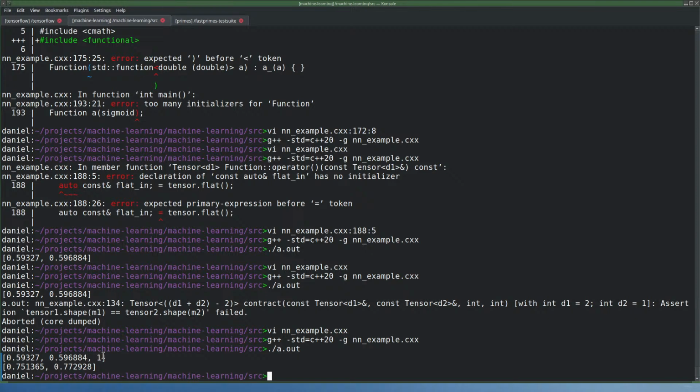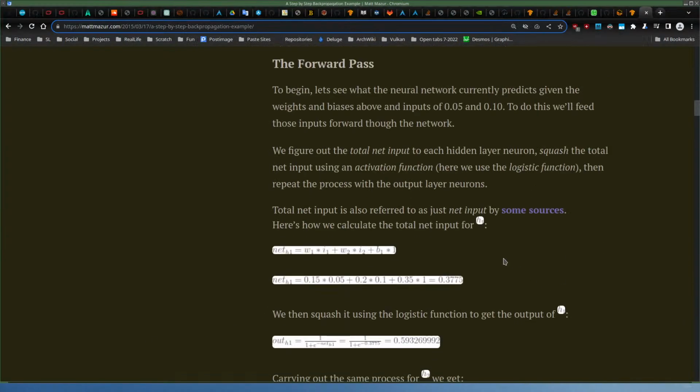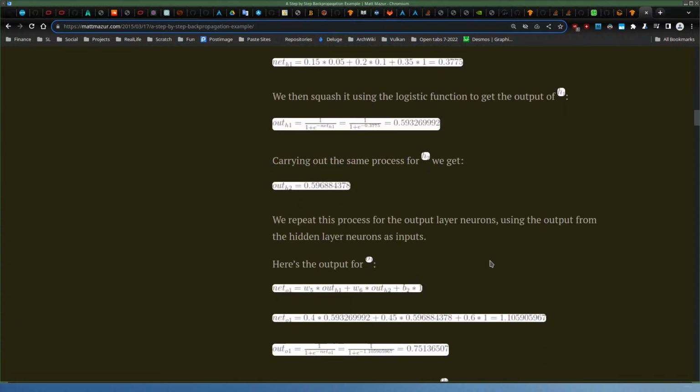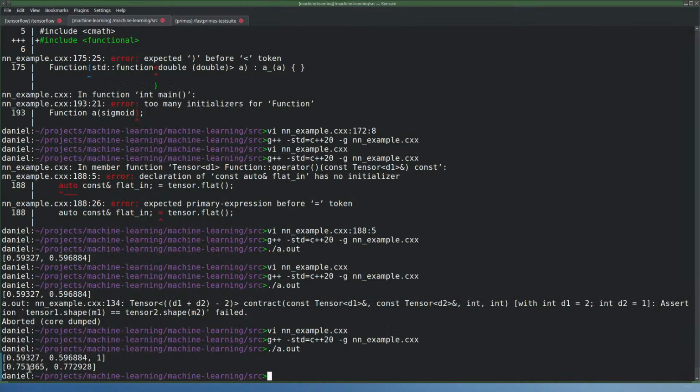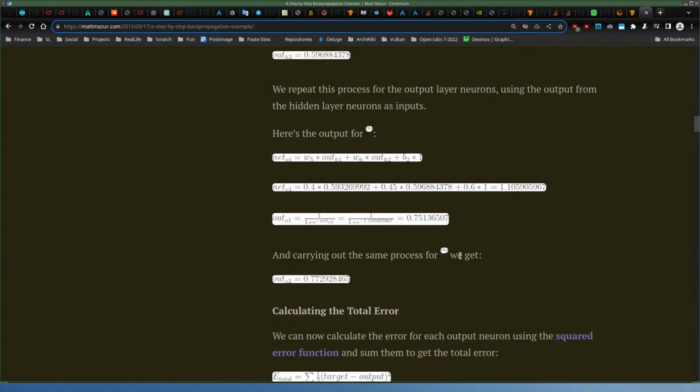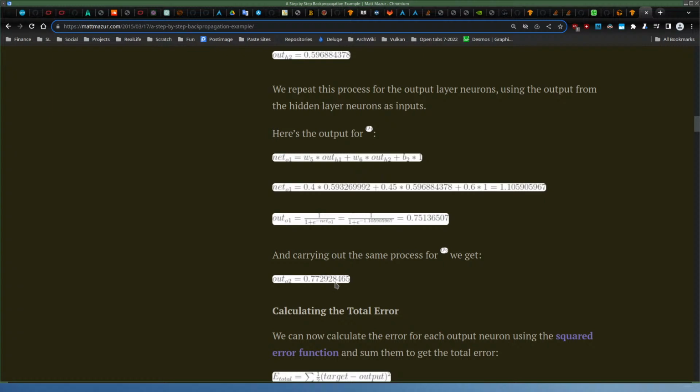Yeah, no, I added the 1, and this one has an output of 0.7513. See if we can find that one back. Yeah, 0.751365. And the other one is 0.7729 something, 772928. Yep.